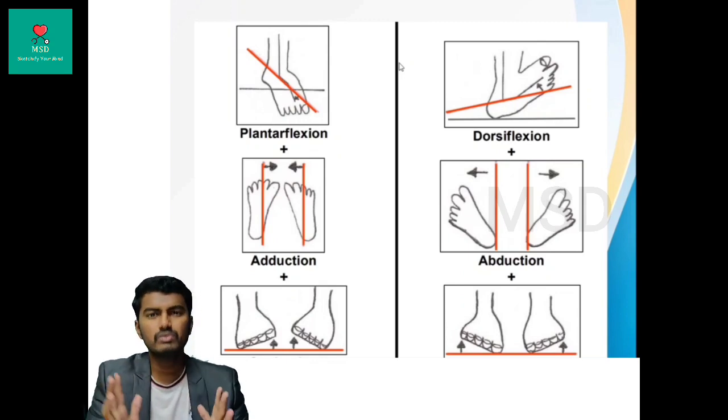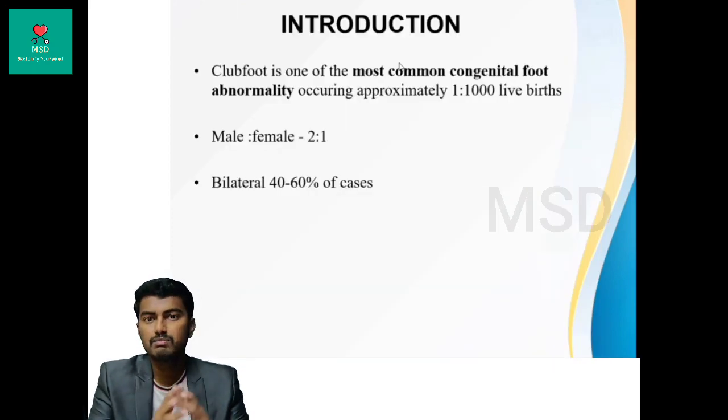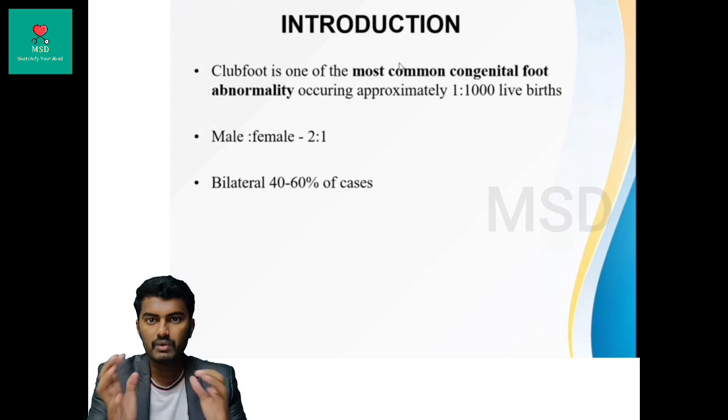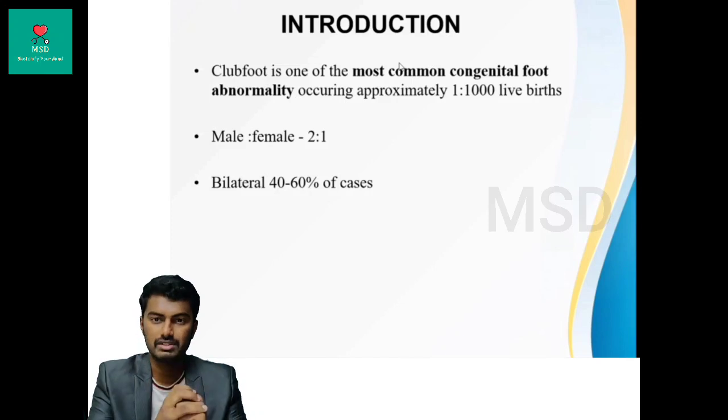So why should we read about clubfoot? As we all know, clubfoot is the most common congenital foot deformity that occurs in children. It has an incidence of about 1 in every 1,000 newborns, with males on the higher side compared to females, at a ratio of 2:1. Whenever a clubfoot occurs in a child, it is bilateral, that is both legs are affected, in about 50%.